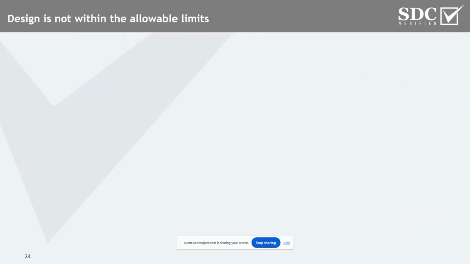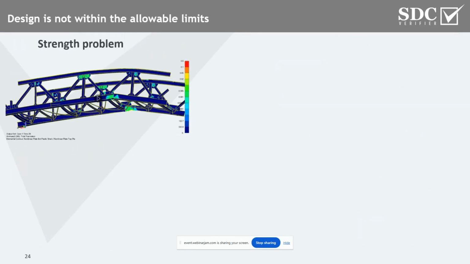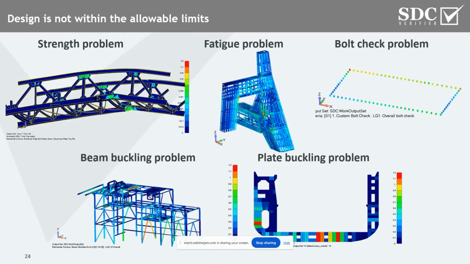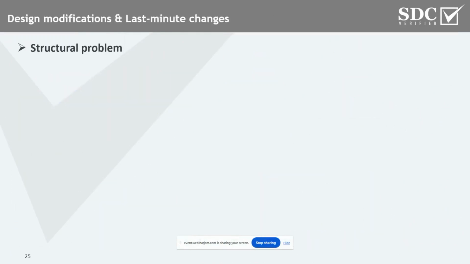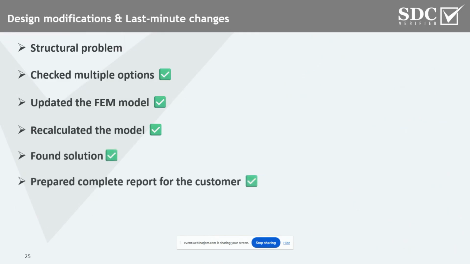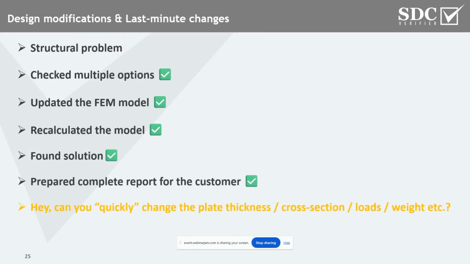And just imagine what happens if your design is not within the allowable limits, because you might have some strength problem, fatigue problem, bolt check, buckling problem, and you need to solve it somehow, right? So how do you typically start to do that? You got a problem, you checked multiple options, leading to some FEM model updates, obviously including your mesh. You need to recalculate your model. You finally found solution, so you are about to prepare the report for your customer, and then you get a request. Hey, can you quickly change the plate thickness or cross-section loads, weight, whatever it is? Well, that's a good question, because it also means that all this process should be repeated again. And that's another challenge. How can we adapt ourselves to quick changes, basically?